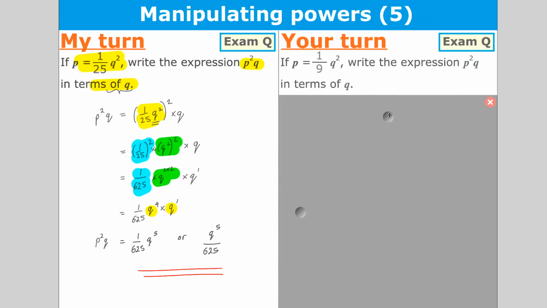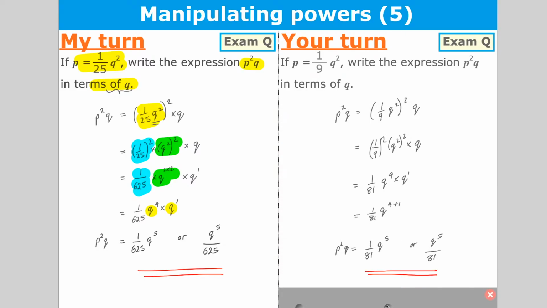Okay, so let's have a look at what I got. Loads of you got 1 over 81 multiplied by q to the power of 5, or q to the power of 5 over 81. Wow, that's exactly what I got as well. That was a really good attempt from a lot of you.